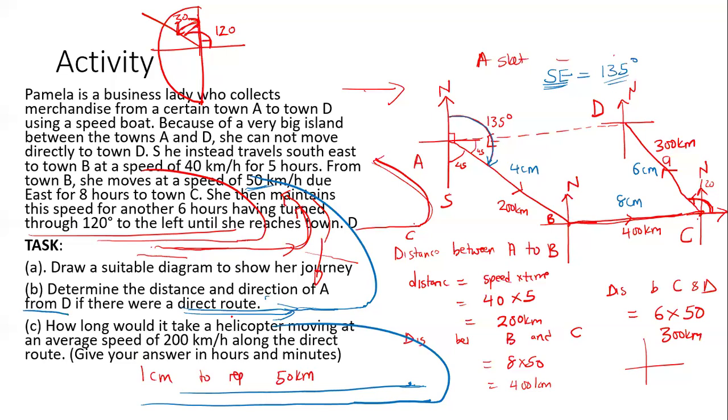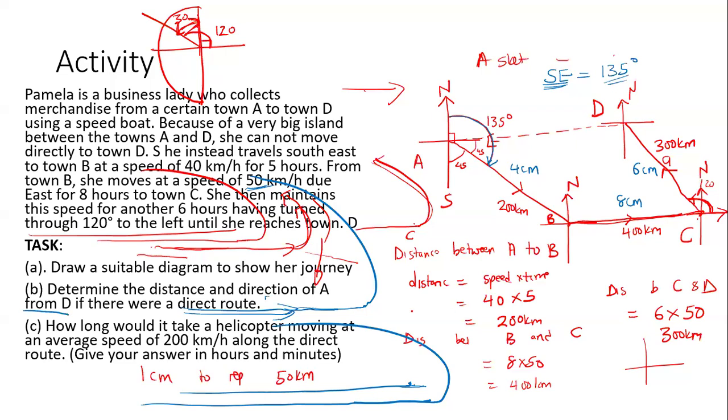Okay, if there were a direct route. Did you see that word? If there were a direct route, in other words, if there was a direct route from A to D, remember, the intention of the person is to move from A to D. Because your intention is to move from A to D. You are not interested in moving from D to A because that's not where you are. You are at A. Okay. Thank you, sir.